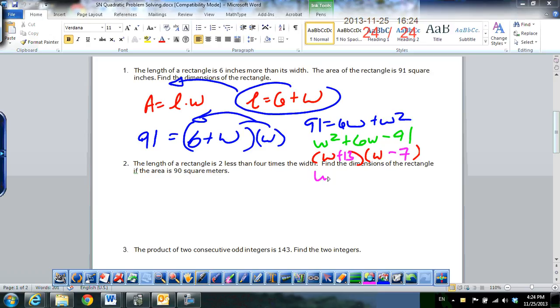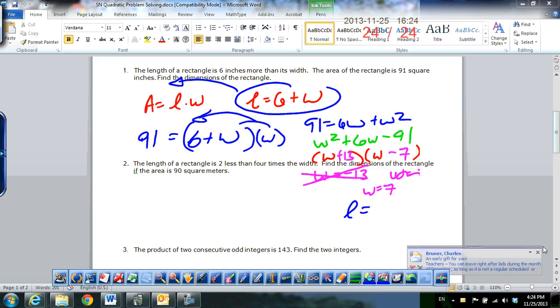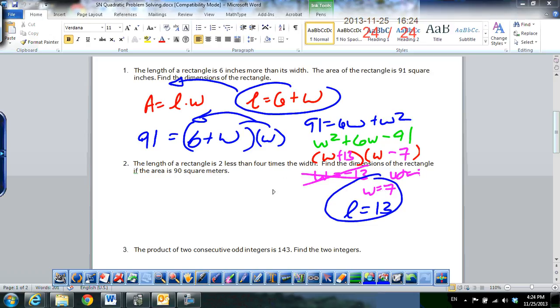You set each part equal to 0, so W is going to equal negative 13, and W equals positive 7. Now, we can't have negative width, so that means negative 13, you're gone. So if my width is 7, that means my length is 13. So that's my dimensions, 7 by 13. All right, so that's how you do those area problems.